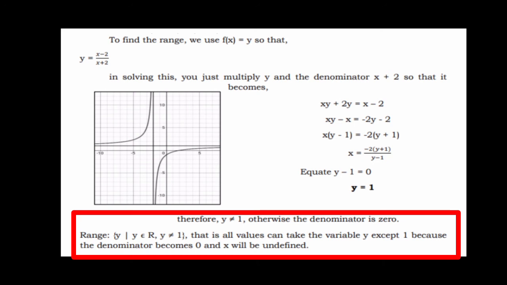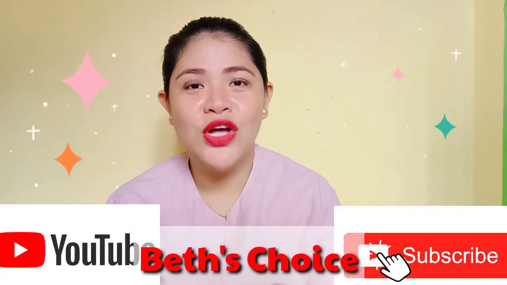Your range is now y, such that y is an element of all real numbers, where y should not be equal to 1. That is, the variable y can take all values except 1, because the denominator becomes 0 and x will be undefined.